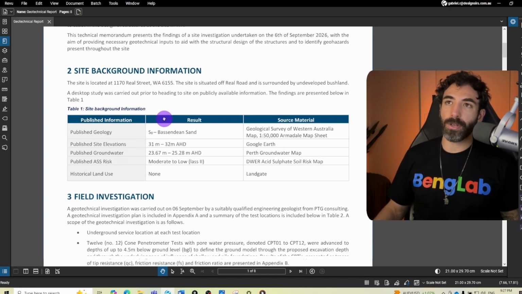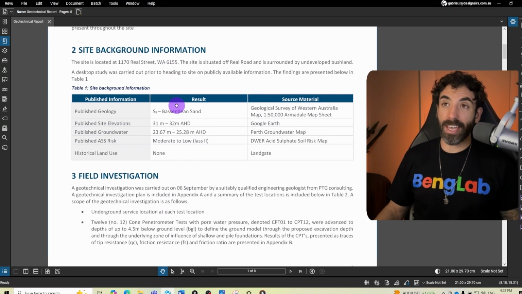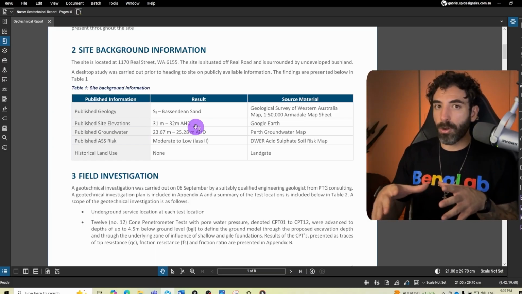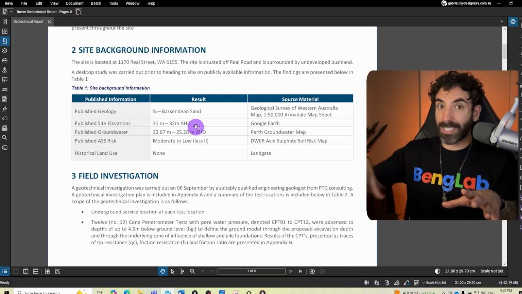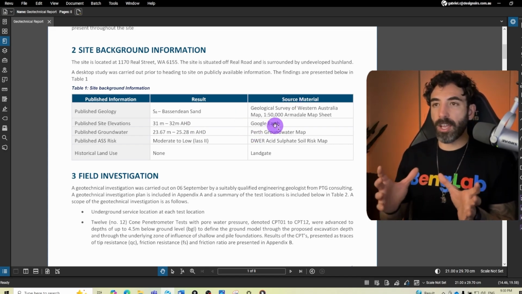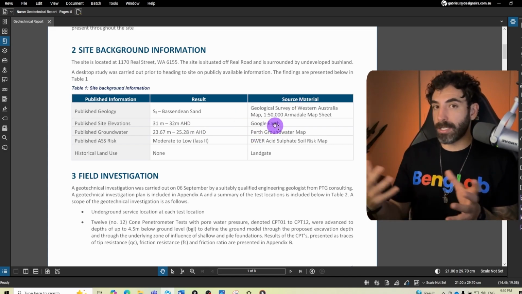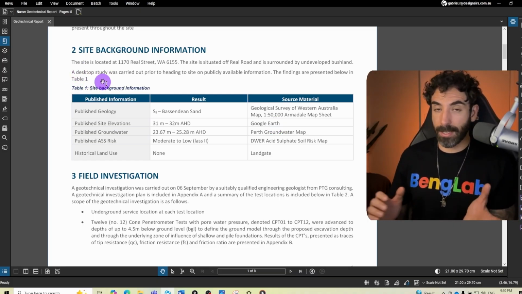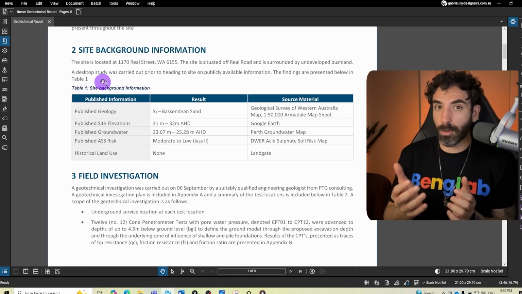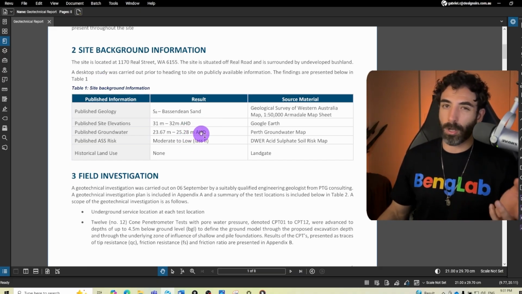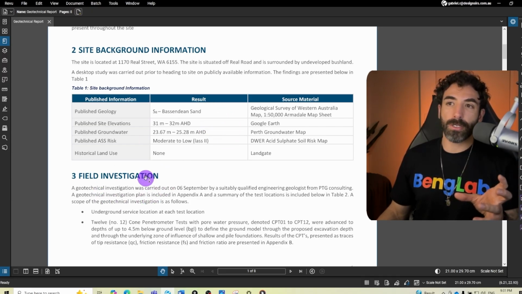The first thing we're going to look at is the site background information. And then we have a desktop study, which is basically a review of the existing information about the site or that region. It's pretty much a geological survey of the region where the site is located. As the name suggests, it's a desktop study, so it's not an actual site investigation. But I would assume that you might be able to draw some correlations between this survey and the actual site investigation.